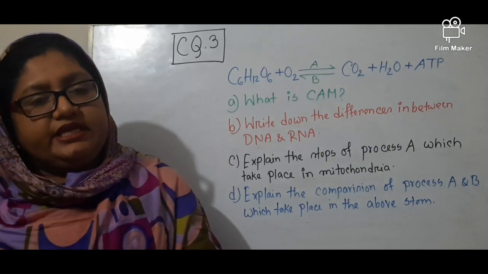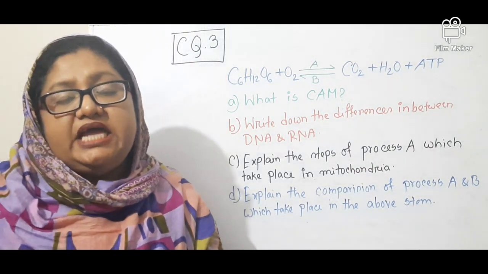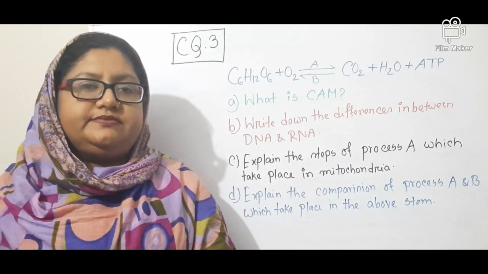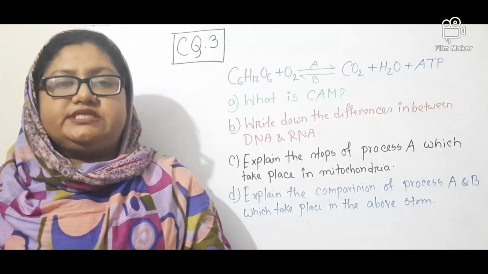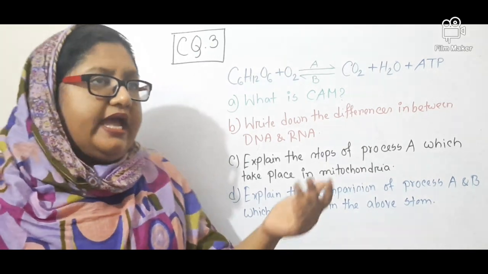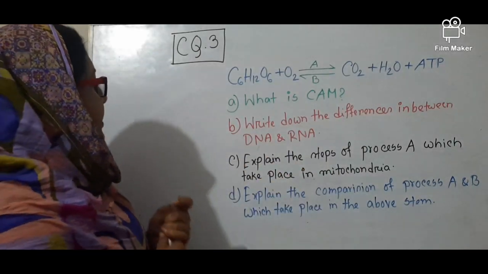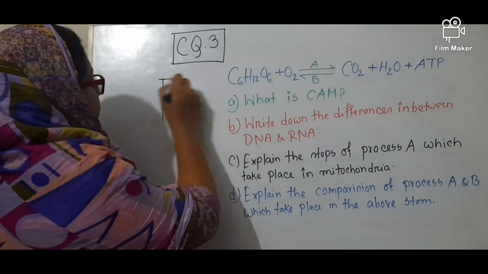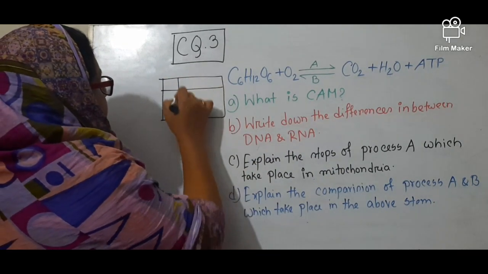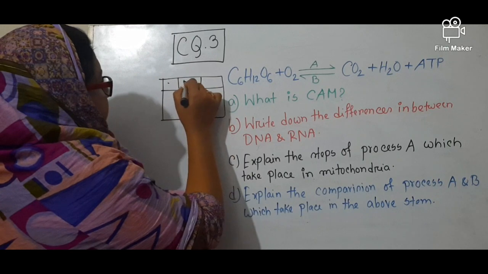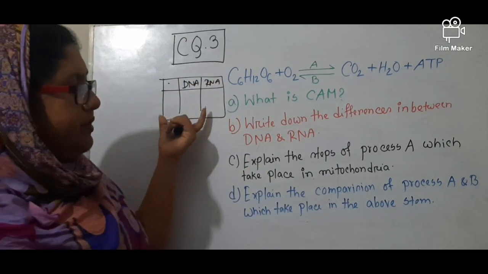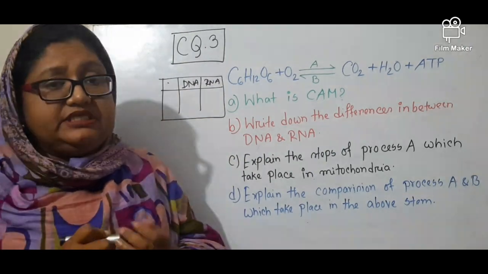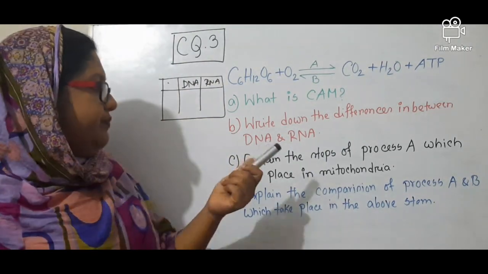In case of DNA, the main function of DNA is it helps in heredity. But in case of RNA, it helps in protein synthesis. In case of answering this question, you can make a chart: characteristics, then DNA, and then RNA. Then you will write those 4 points that I have discussed right now.